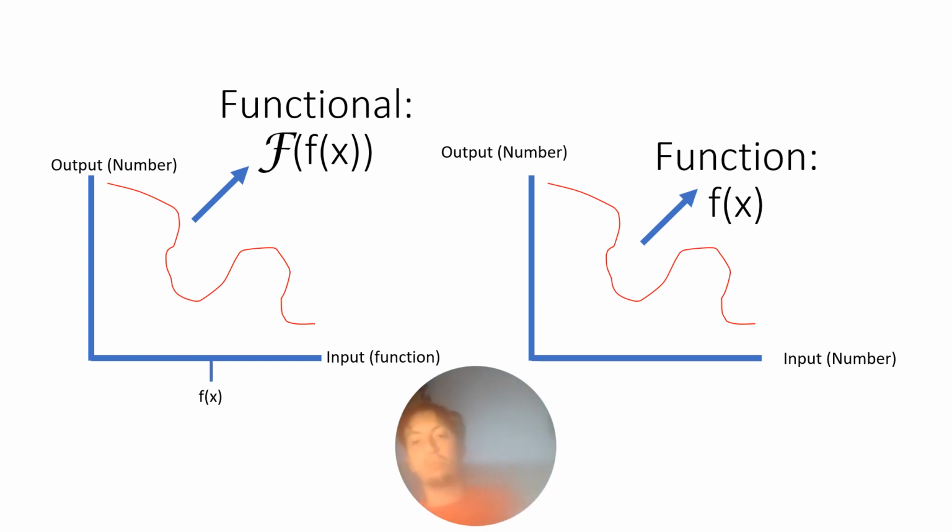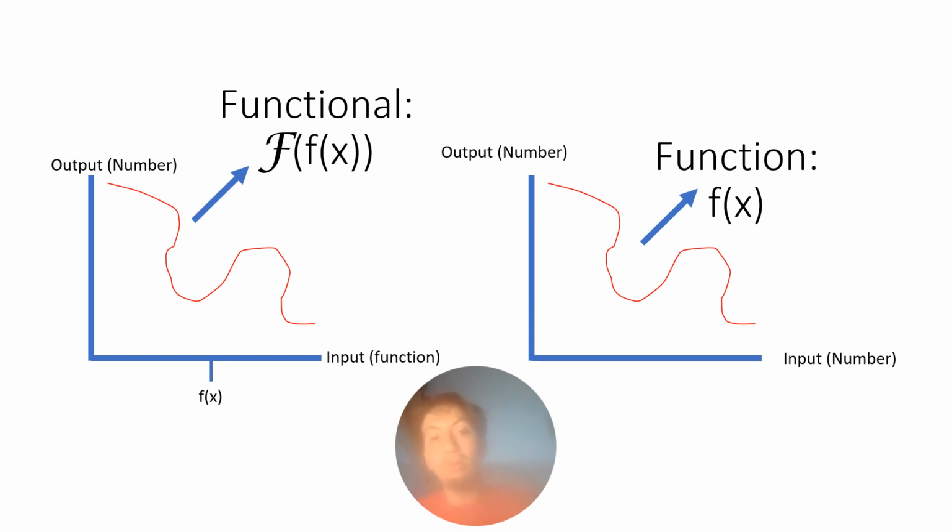And the functional is generally represented as a curly letter, and we use a curly letter because if we used a capital F, we might be thinking we're talking about Fourier transforms, which I covered in a previous video.